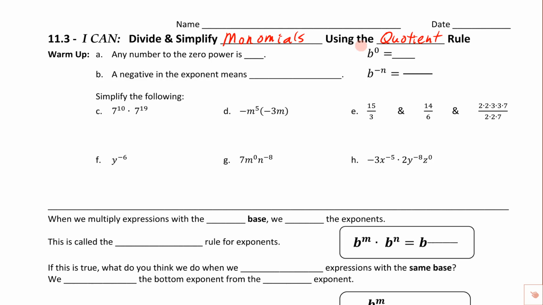So let's talk about this warm-up problem right here. It says any number to the 0 power is 1. We talked about that yesterday. So we could represent that with this little picture right here. B to the 0 power is 1, and that's just representing any number to the 0 power is 1.